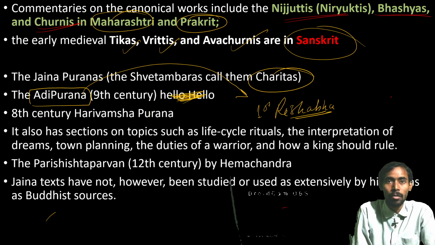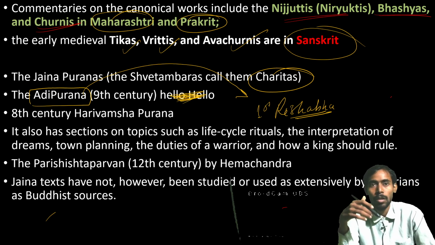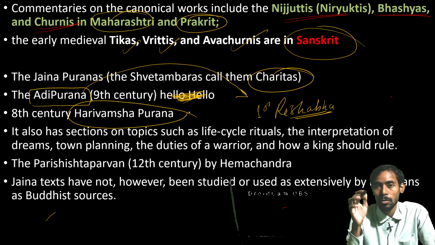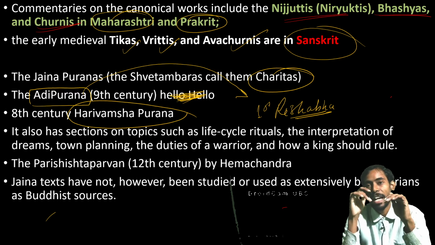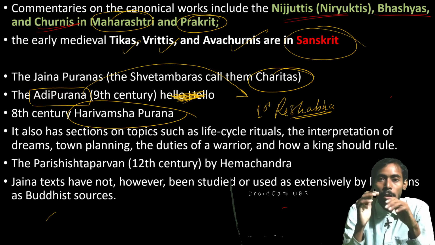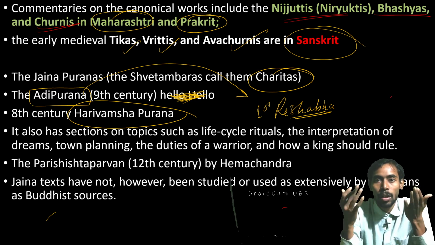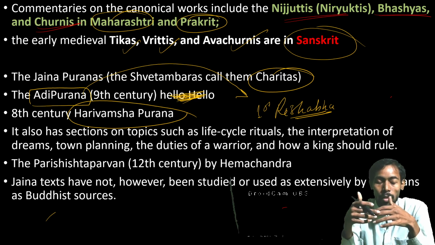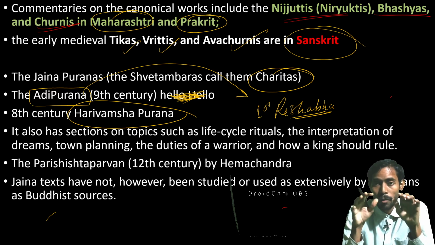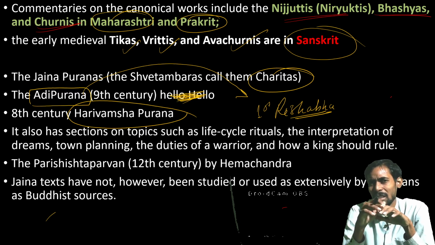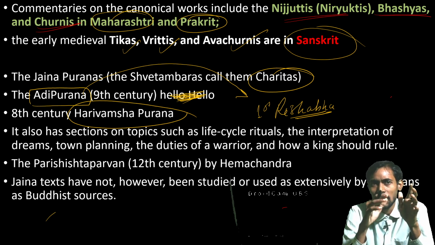Then as you move further, you will find the Harivamsha Purana. This Harivamsha Purana is very important. You must have this in your knowledge. Actually, this is the Jain version of the Mahabharata, and it mentions the story of Krishna, Balram, then the Kauravas and Pandavas, and we also come to know about Guru Drona. It was written later on, I think, because it's talking about the 8th century.